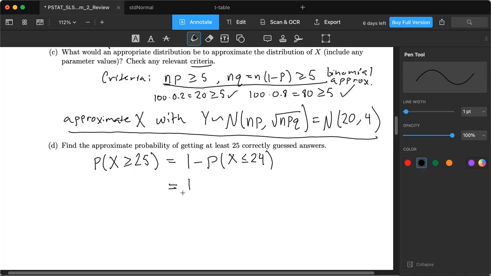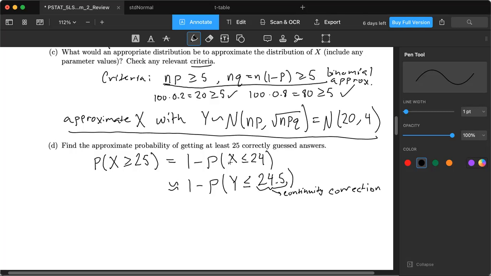So actually not a hard equal sign. This is approximately equal to 1 minus the probability of our new random variable that's normally distributed, y, being less than or equal to 24.5. So this 24.5 comes from continuity correction. And again, you can check out that video I sent that explains where this 24.5 would come from, and try to think about it.